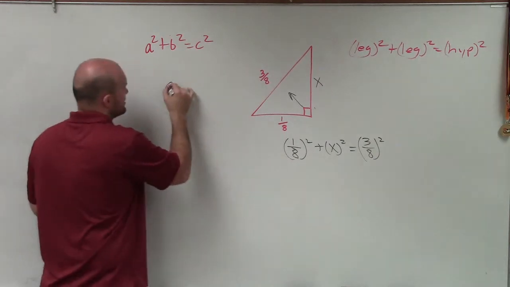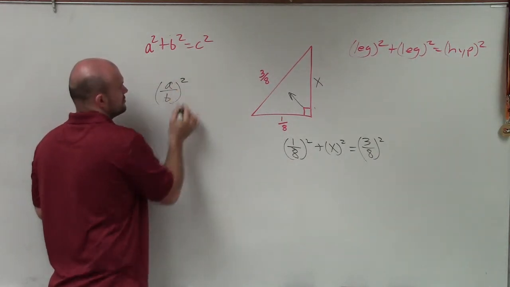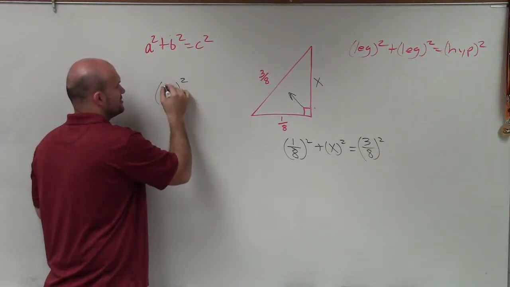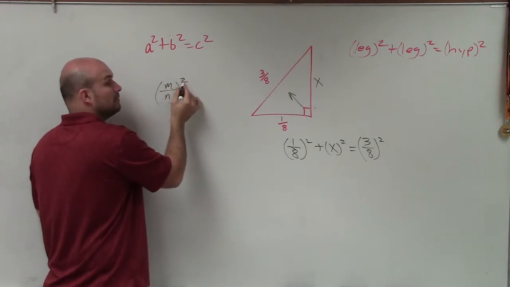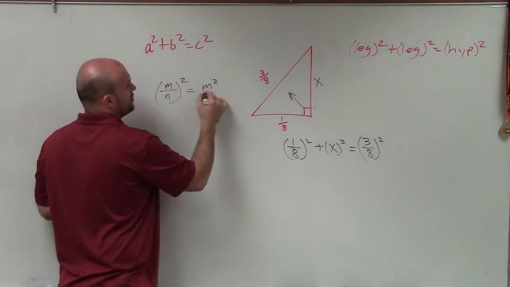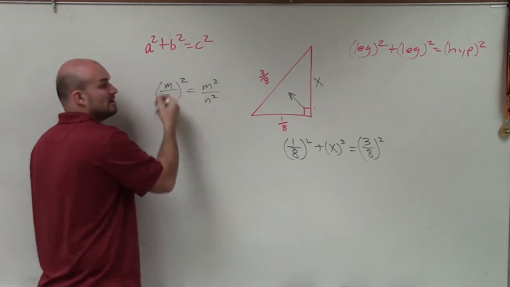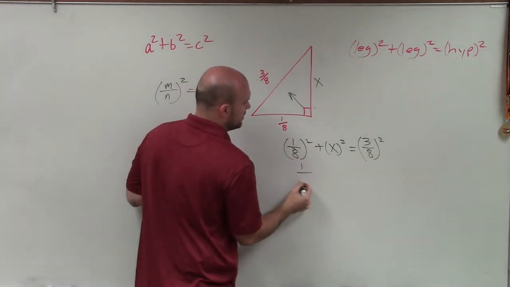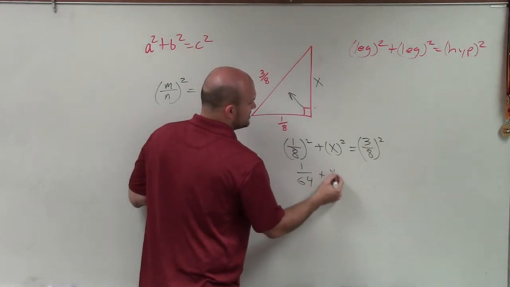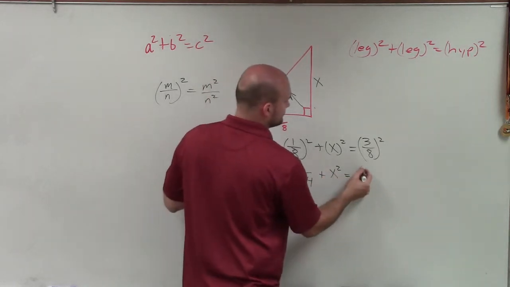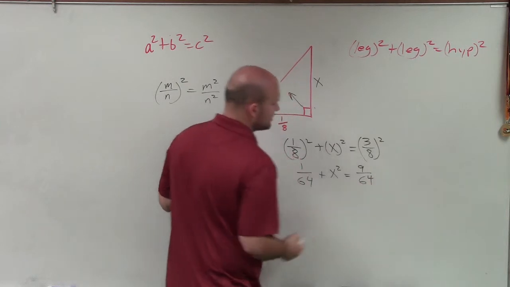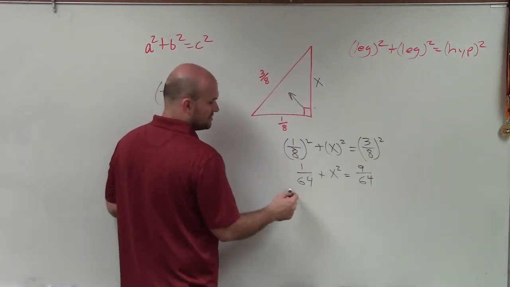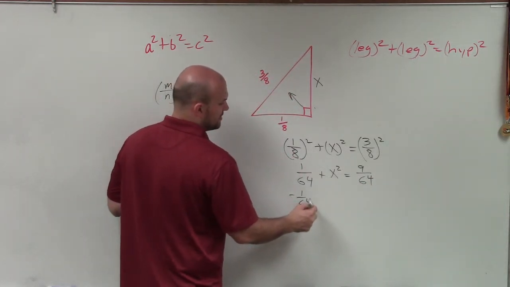Now, when squaring a fraction, a over b squared, and let's use different variables, let's use m over n. Remember, when you square a fraction, you square the numerator and the denominator. The squaring distributes to both the numerator and denominator. So therefore, this is going to be 1/64 plus x squared equals 9/64. Now, I need to solve for x squared, so I'll subtract 1/64 on both sides.